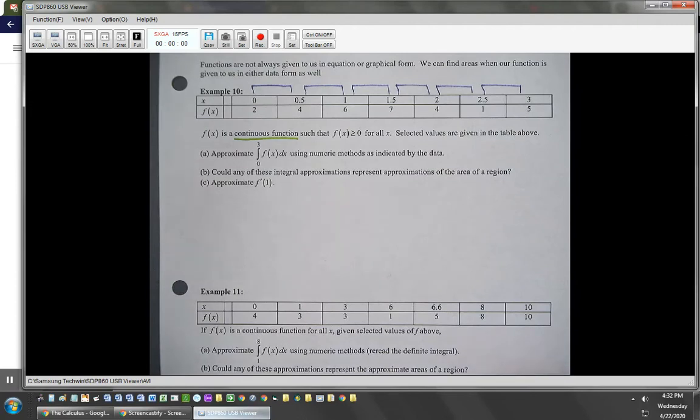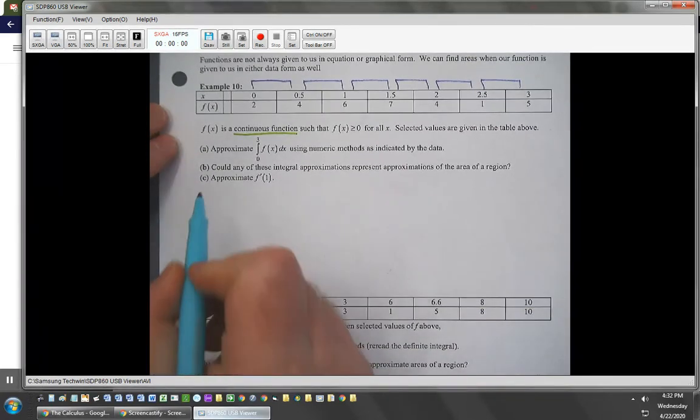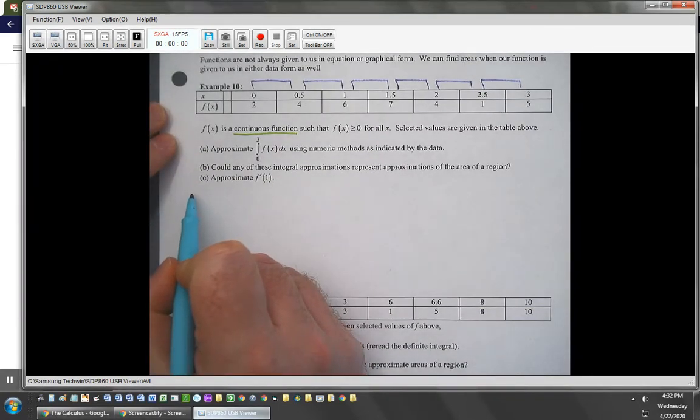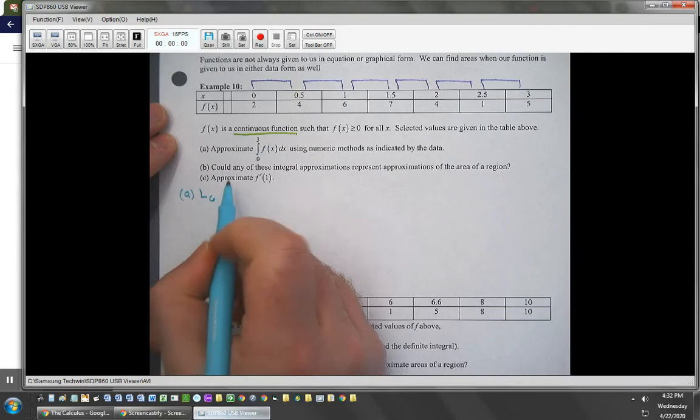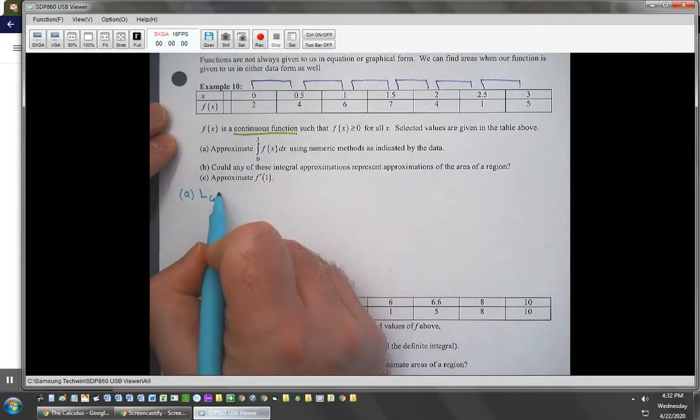So I want to do the left endpoint, right endpoint, midpoint, trapezoid. So let's see how we can do here. Let's start, see if we can save ourselves some time. So we want to do this part A. Let's do the left endpoint first with 6 intervals. Okay, now this is an approximation, so we need to use the approximately symbol.